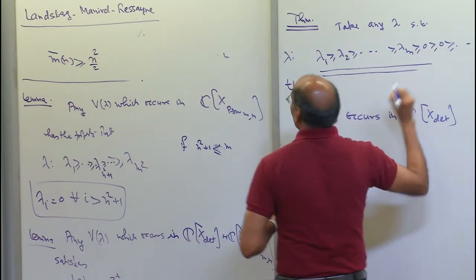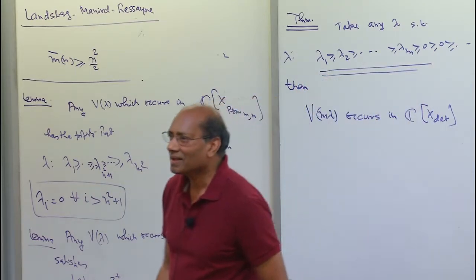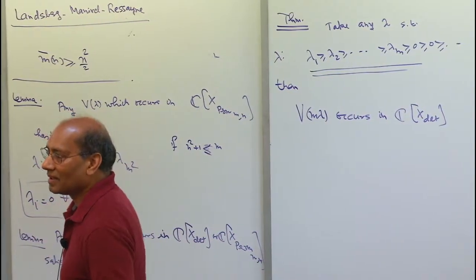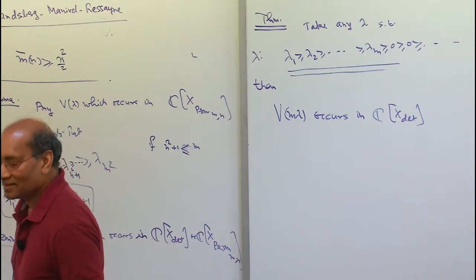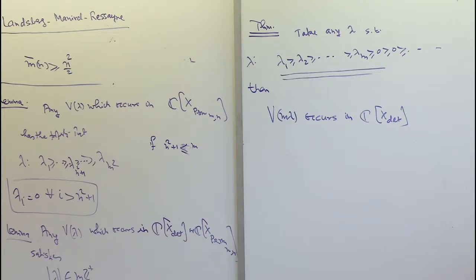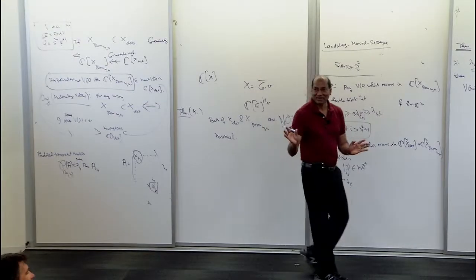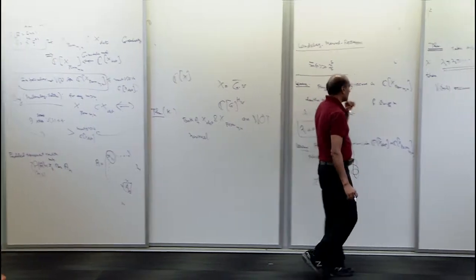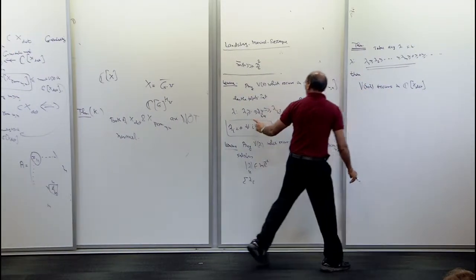And can you control the multiplicity? Can you control the multiplicity of V lambda in degree d product? Multiplicity, no. Multiplicity is a mess, I tell you. I would not go there.